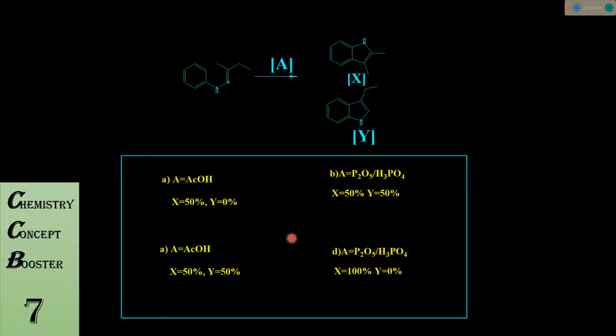Why 0% or not 0%? It is less than 5%, 1%, 2%. Yes, we will get some amount of Y, but less than 5%. We will get 100% X.